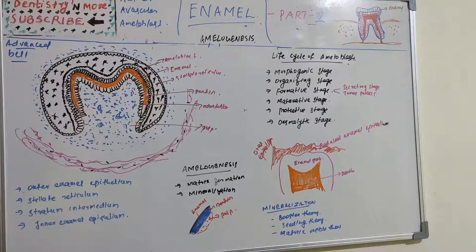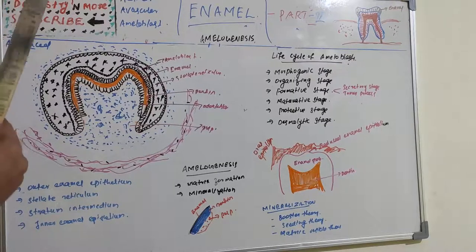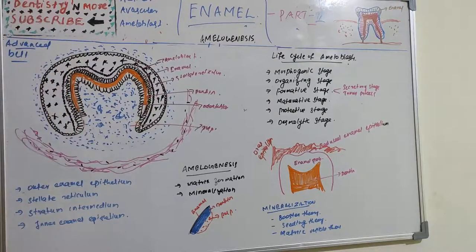So, advanced bell stage. We have seen the bell stage in tooth formation, so hope you remember this. We have bud stage, cap stage, and bell stage, then advanced bell stage. This is the last stage where the morphodifferentiation happens. In this stage, we have four layers: outer enamel epithelium, stellate reticulum, stratum intermedium, and inner enamel epithelium, which ultimately give rise to the enamel. Let's see one by one how the enamel formation happens.